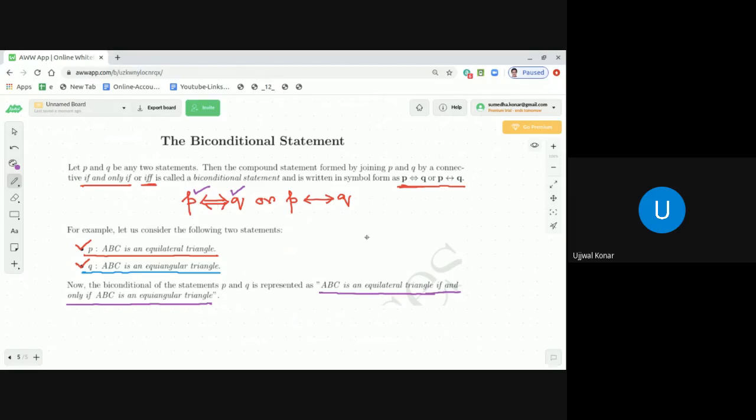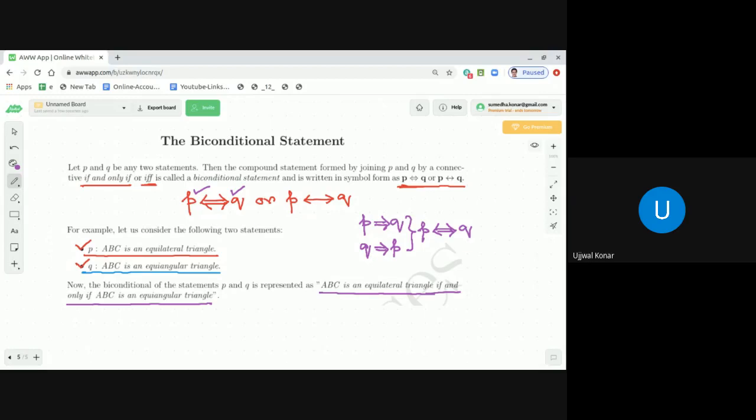P is implying Q. And also we say that Q is implying P. If we join these together, then what do we get? P is implying Q and implied by Q. I hope you got a very clear idea about the biconditional statement.